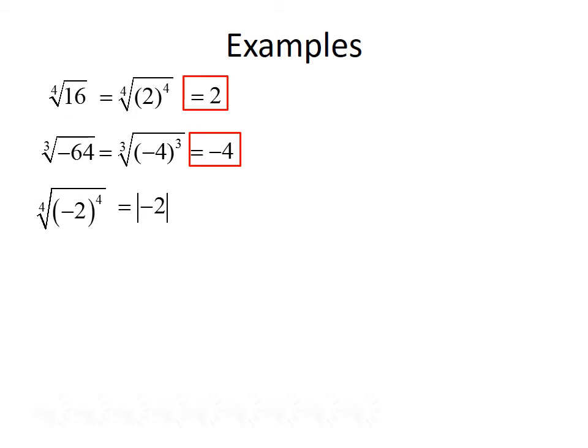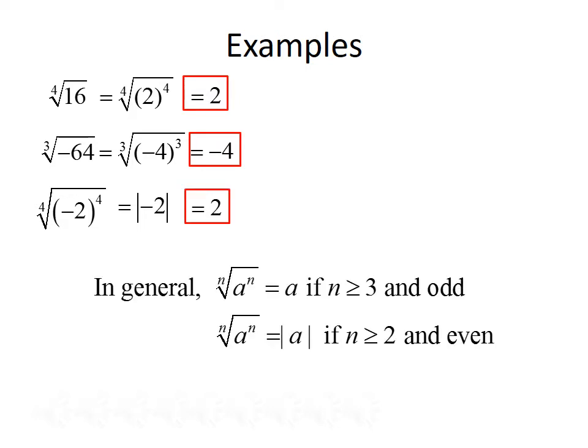So when we have a negative number underneath an even indexed radical, we need to take the absolute value when we cancel things out. So the fourth root and the fourth power do cancel out, but we're left with the absolute value of negative 2, which is 2.